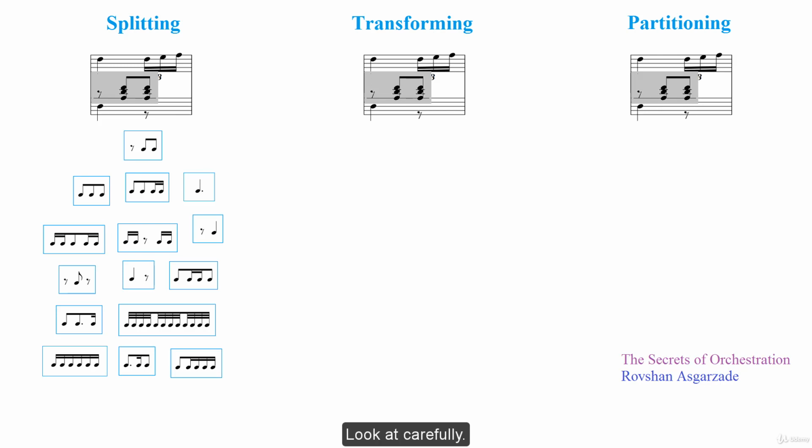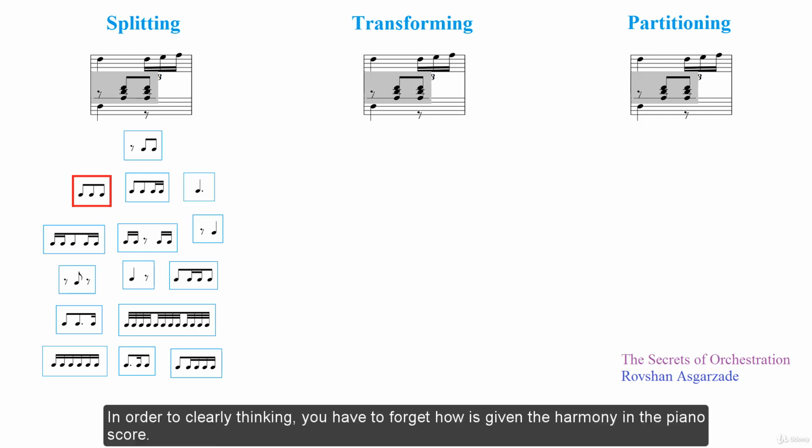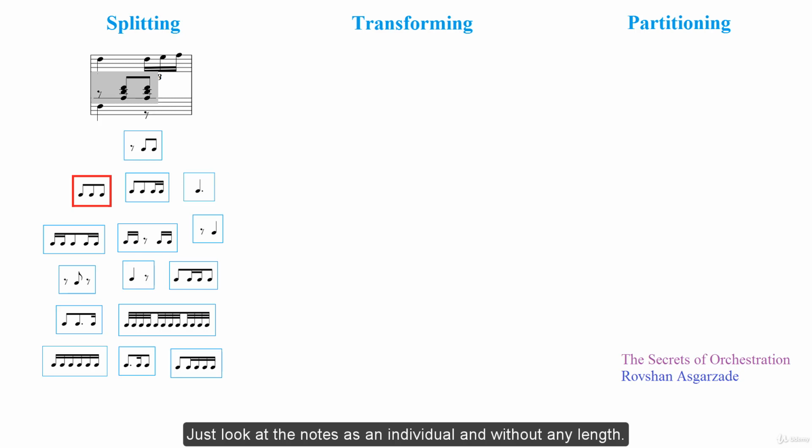Look at it carefully. I have a three unpitched eighths figure and three notes A, D, F. We have to get more figures from the figure we have. In order to think clearly, you have to forget how the harmony is given in the piano score. Just look at the notes as individuals and without any length.